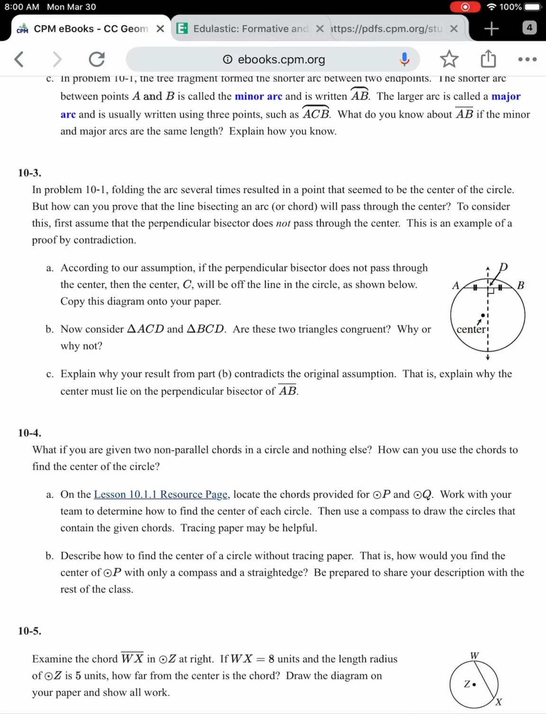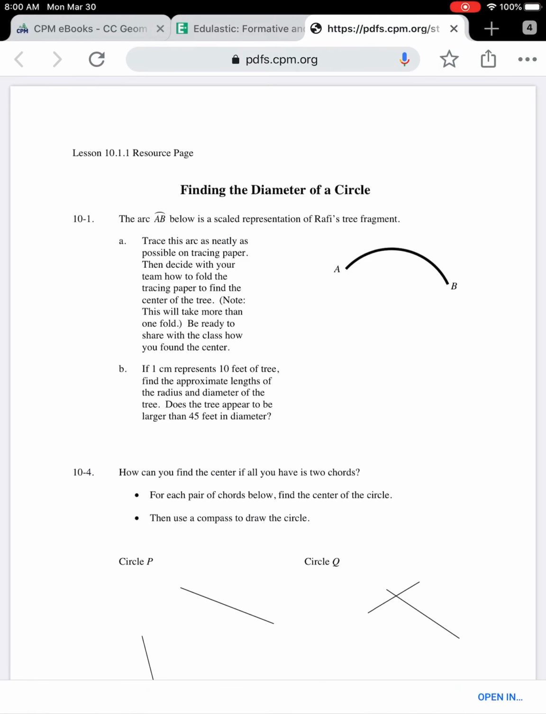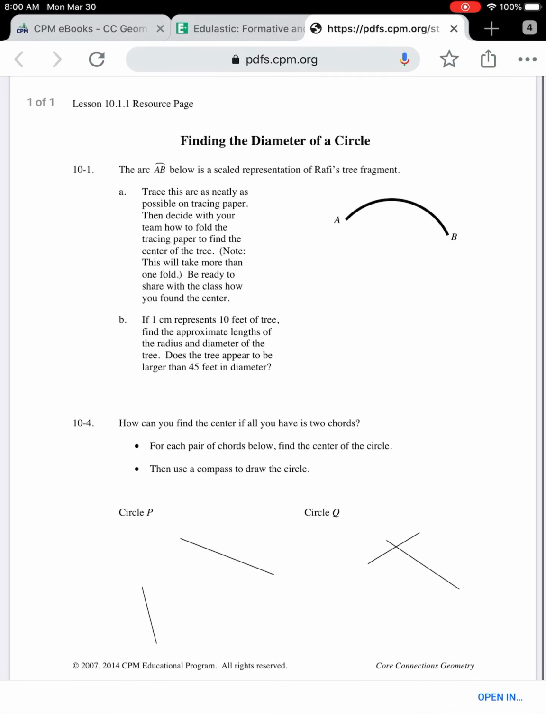10.4 goes back to the resource page. This time you've got just chords given and no arcs, and you're asked to see if you can come up with a way to find the center of the circle and then work from there. One method would be to trace this onto your paper and fold those chords so that their endpoints match up.